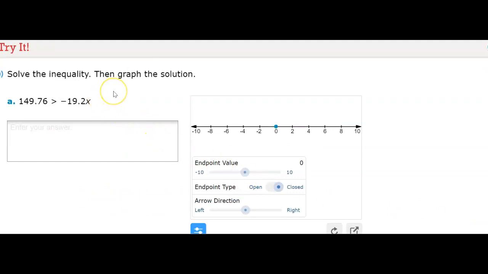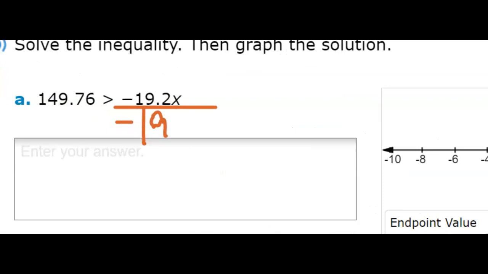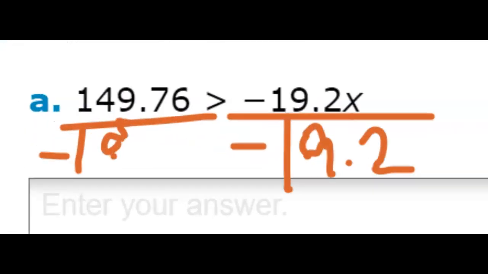So let's solve this inequality. We have to do the inverse of multiplying by -19 and 2/10, and divide. So we're going to divide by -19 and 2/10 on both sides.